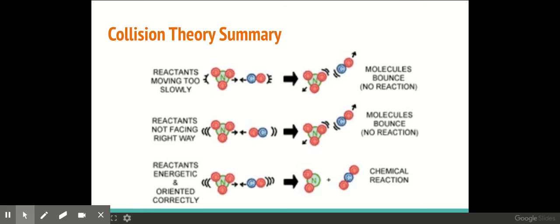A visual picture of the collision theory is summarized here. The reactants are moving too slowly, they bounce off of each other, no reaction. The reactants are not facing the right way because they're not orientated correctly, they bounce off, no reaction. And lastly, if the reactants have enough energy and are orientated correctly, you do get the bonds breaking and new bonds forming, a chemical reaction occurs.